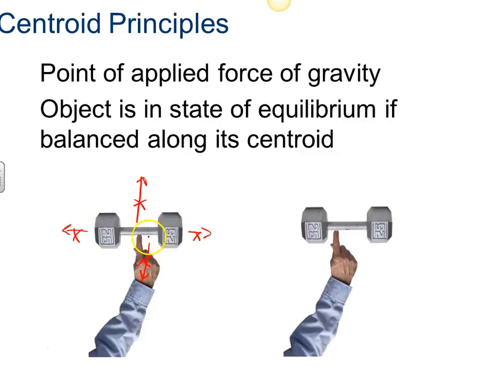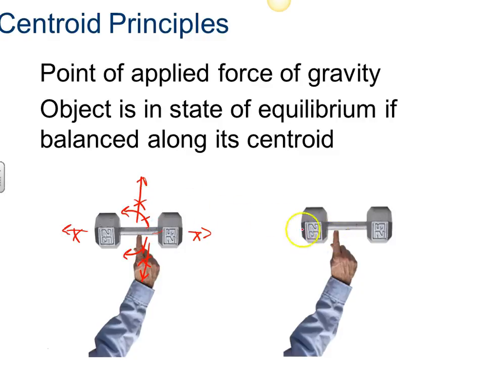But there's also something else that's not happening. It's not rotating either clockwise or counterclockwise. So that's not occurring. If we have an object that's not moving in a linear way, or not translating is the way that would be put, and it's not rotating, that means it's balanced along its centroid.